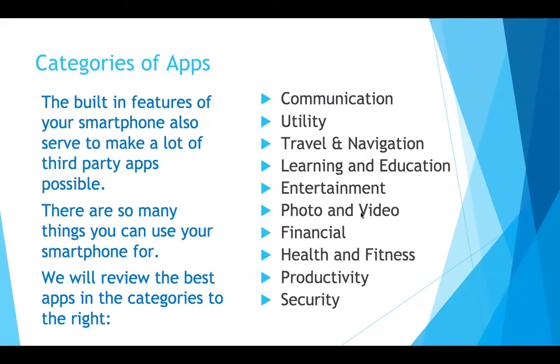So as well, there are different categories of apps. So the built-in features of your smartphone also allow various apps that aren't necessarily already on your phone to become possible. And there are so many things you can use your smartphone for. So we will be reviewing the following categories to the right. So communication, utility, travel and navigation, learning and education, entertainment, photo and video, financial, health and fitness, productivity, and security.